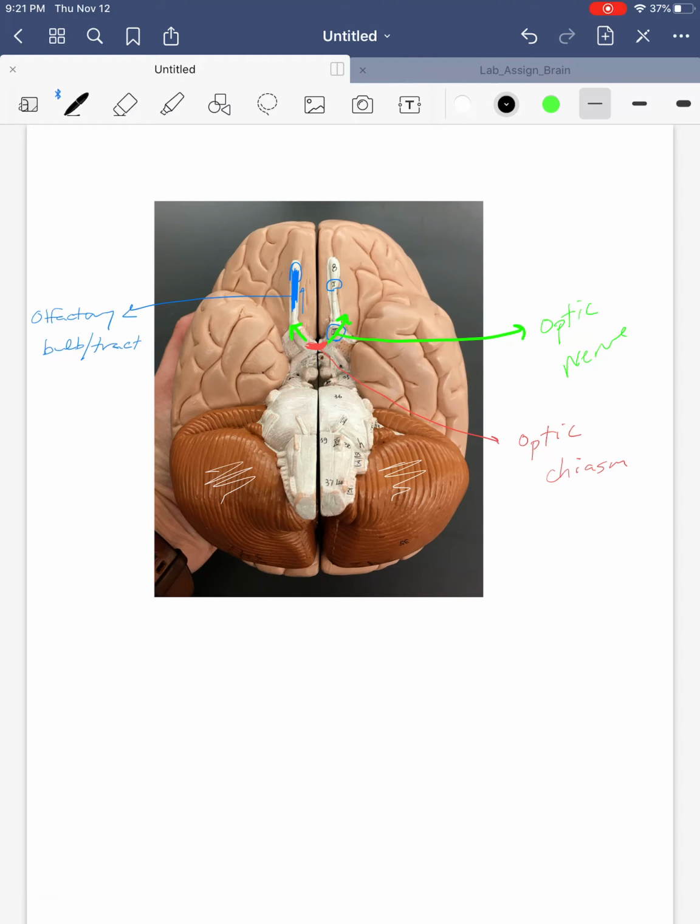So here we have an inferior view of the brain, and where these two cerebellar hemispheres connect is called the vermis. Kind of hard to see in these pictures, but when we put the two halves of the brain together, the two cerebellar hemispheres meet at these structures called the vermis. So collectively, where the two halves of the cerebellum come together is called the vermis.